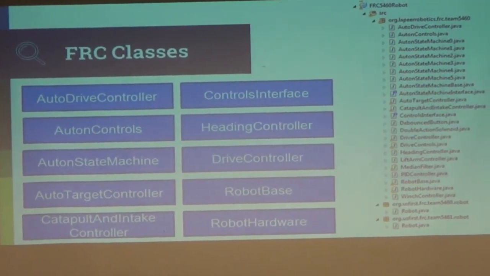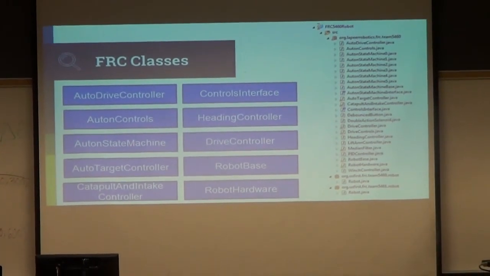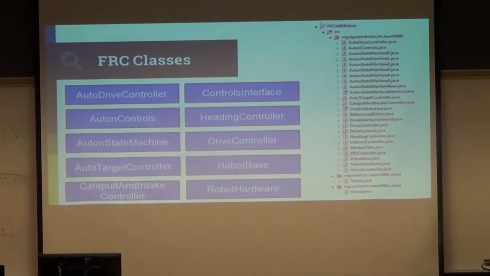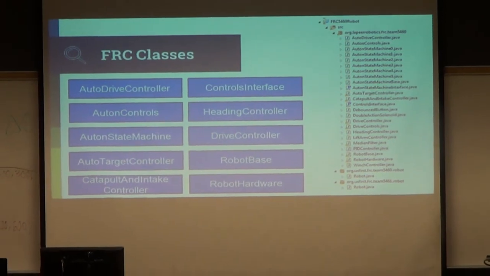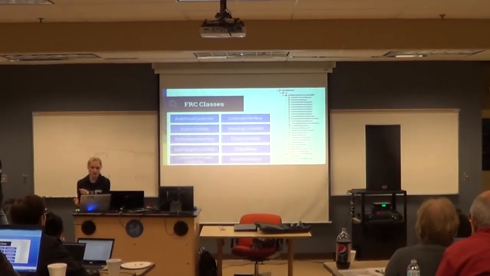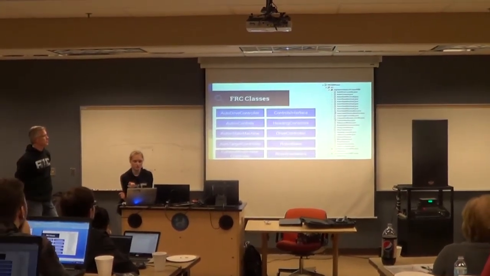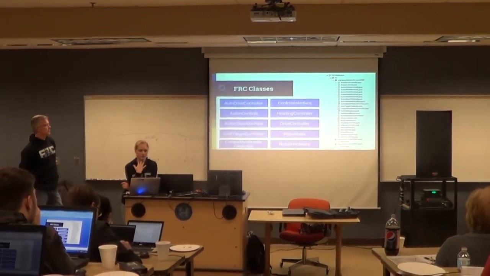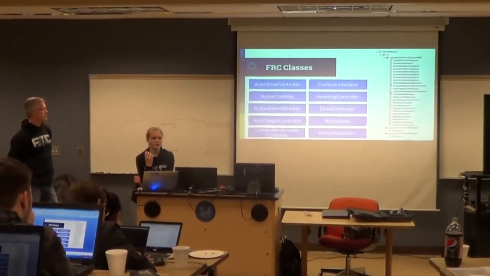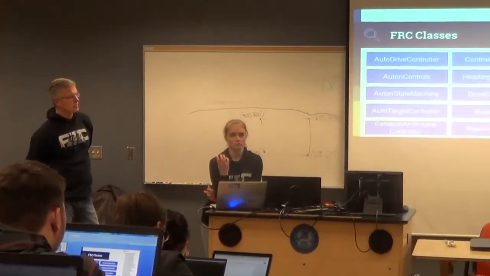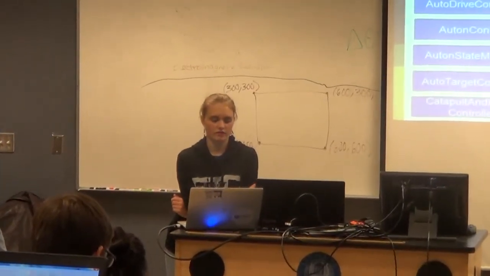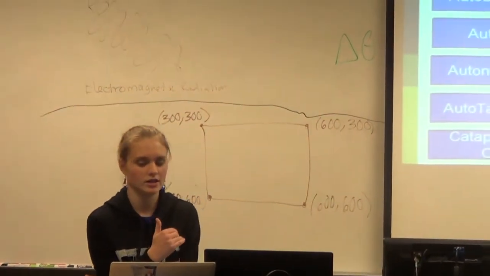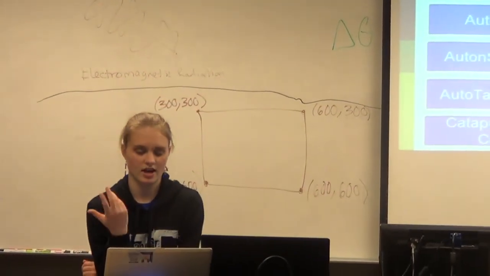We want to talk a little bit about the FRC code from last year. Last year we coded an object-oriented interface. These are examples of our classes. We had an auto driver controller, a controls interface, a heading controller, a drive controller, a robot base, and everything. So we split each component of our robot up into different classes. For example, our catapult and our intake controller were in a separate class than our actual robot base.